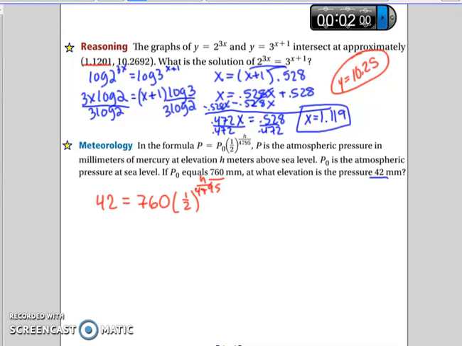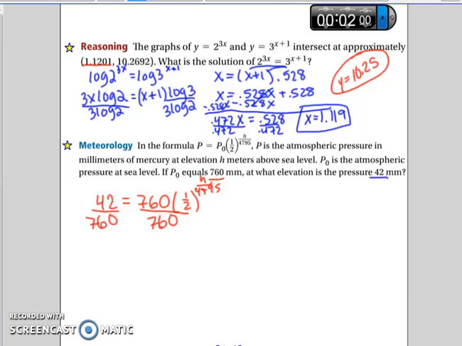So first thing we're going to do is get rid of that 760. So I'm going to divide out this 760. What I'm trying to do is get the base. In this case, the base is the 1/2, because it's being raised to a power. I'm trying to get that by itself, the base and the power. So I'm going to divide by 760, and again, we can use a calculator.